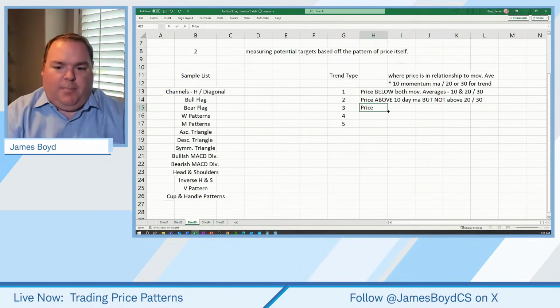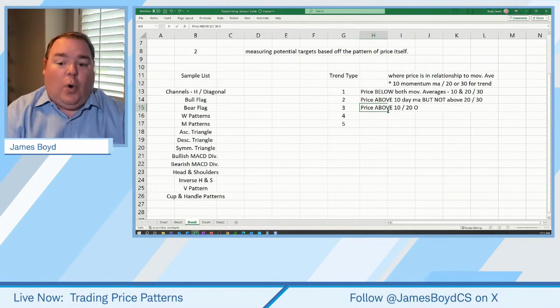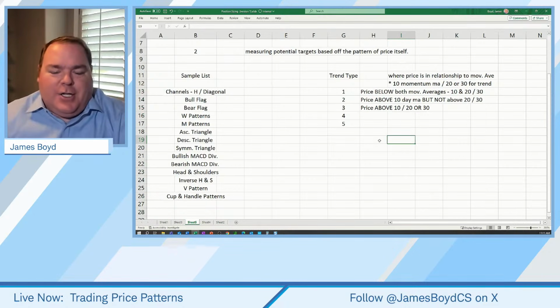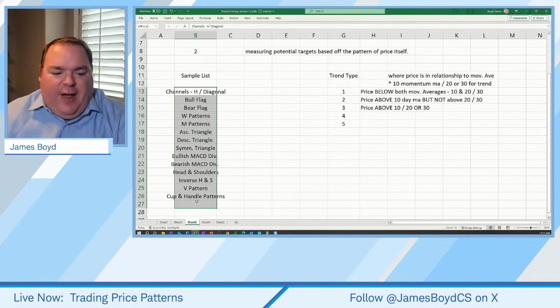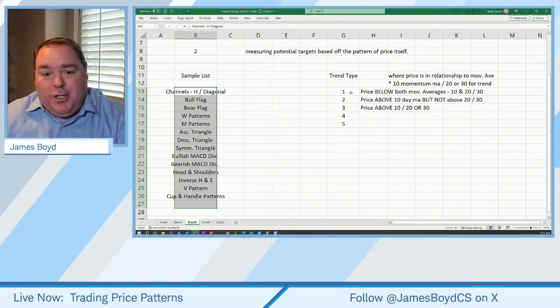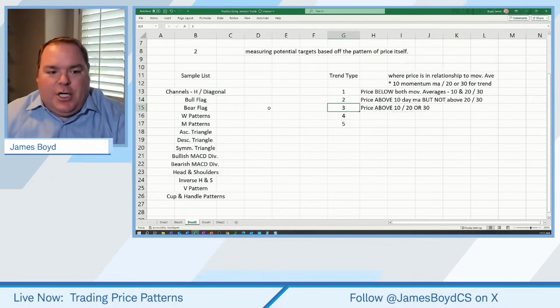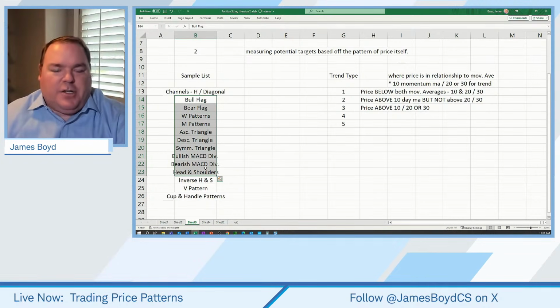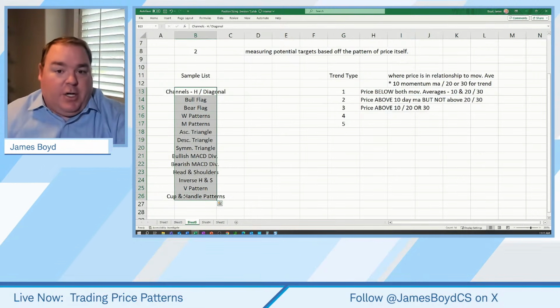Now, if we said price on the 3, price above the 10 and the 20 or 30, whatever you prefer. Okay? Now, I want to go back to that question. Think about where these fit in relationship to the trend type. Because when we actually pull up a list, if we see a whole bunch of stocks in trend 3, there's probably going to be certain price patterns that we're going to see on the chart. If I went to trend 1, what type of price patterns are we going to see in trend 1?